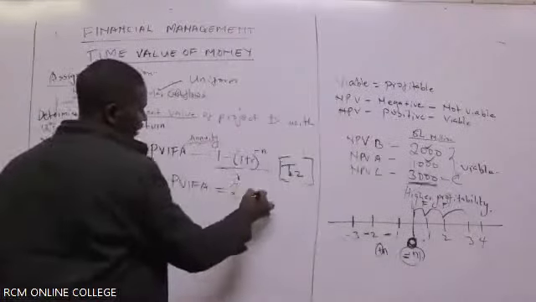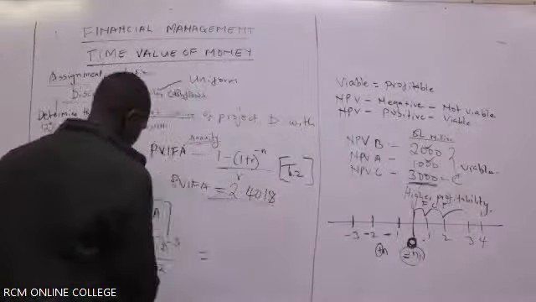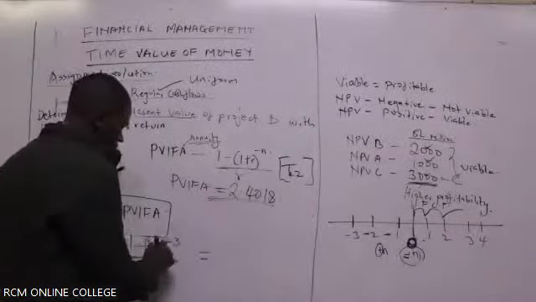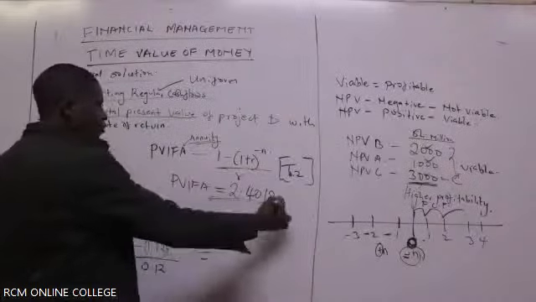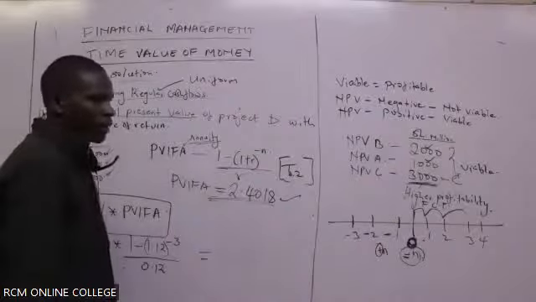2.4018. Please, can you try and use a calculator? Very many people make mistakes here. Use a calculator, feed it in, and remember to put a bracket here, and then tell us whether you are able to get that. So this one multiplied by 2000 gives our present value.